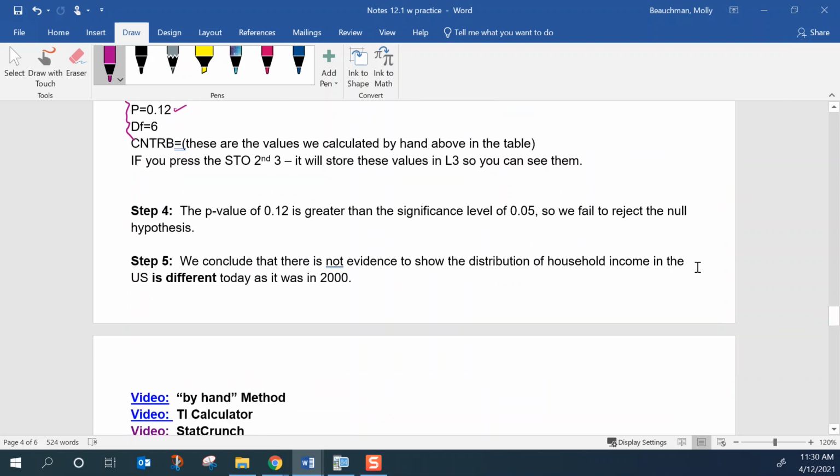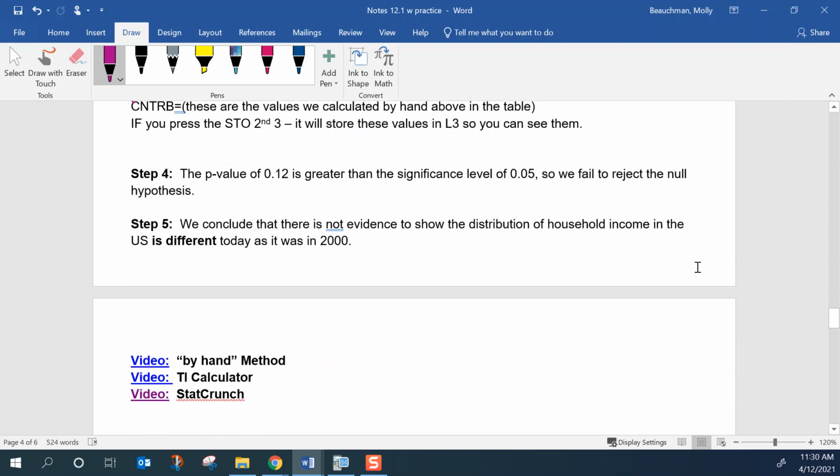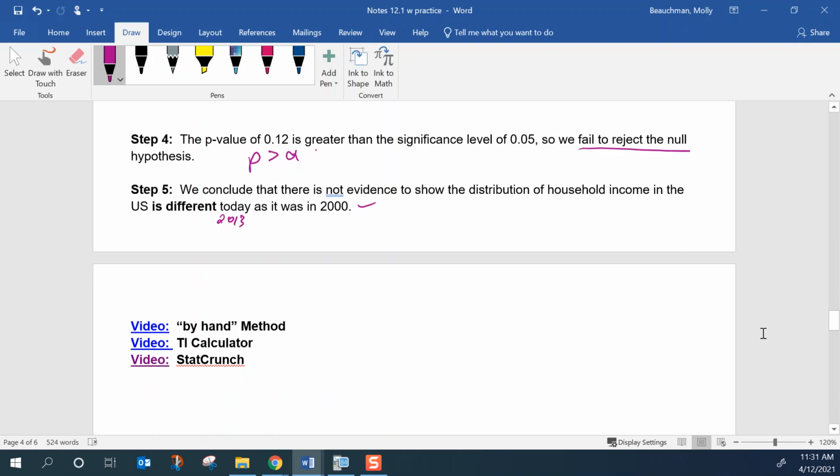So now what do we conclude? Okay, so step 4, it's the same type of conclusion. If the p-value, in this case, was greater than the significance level, so we fail to reject. If the p-value was less than the significance level, we would reject. So failing to reject says we conclude there's not evidence to show the distribution of household income in the U.S. is different today than it was in 2000. And different, it wouldn't be today, it would be in 2013. So that's a goodness of fit test on your calculator.